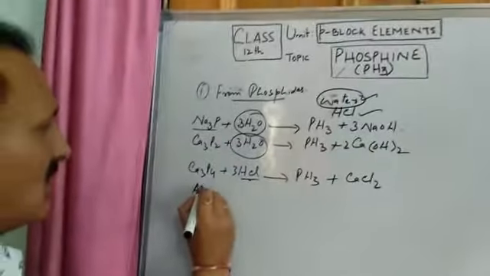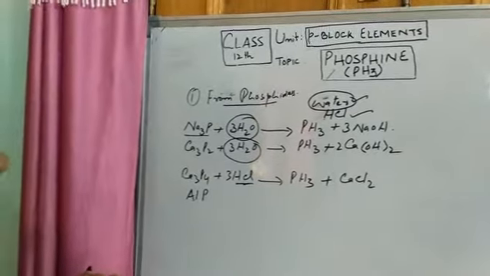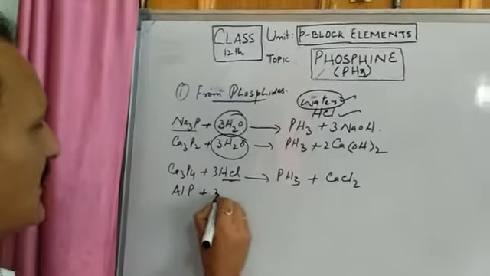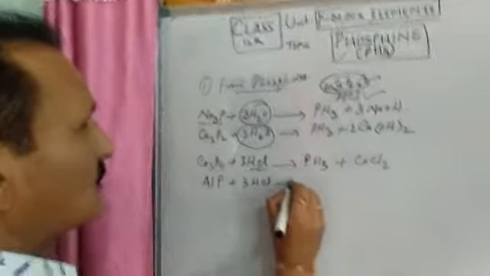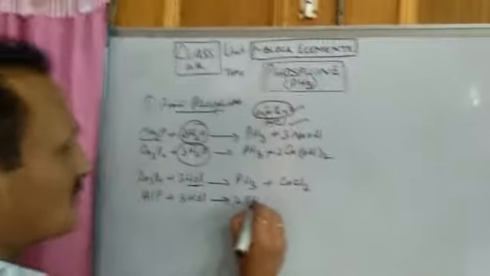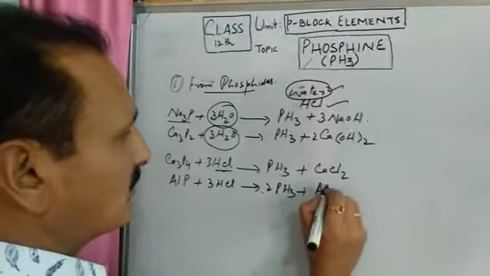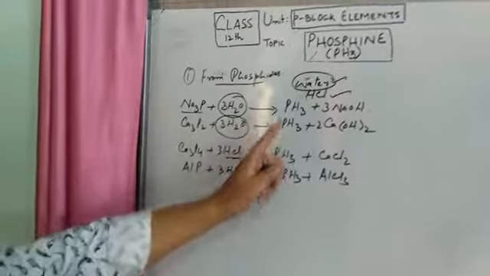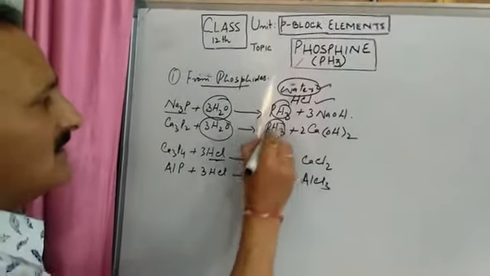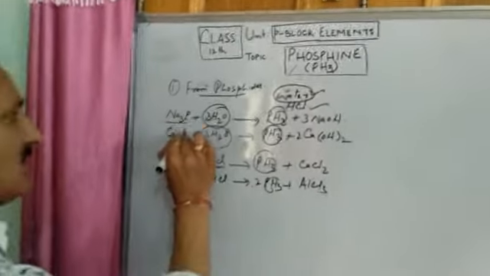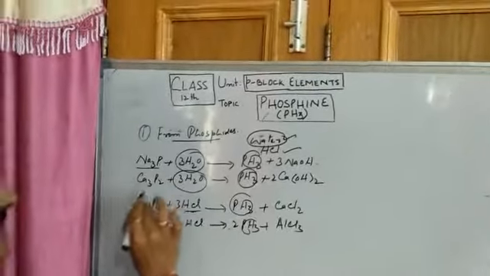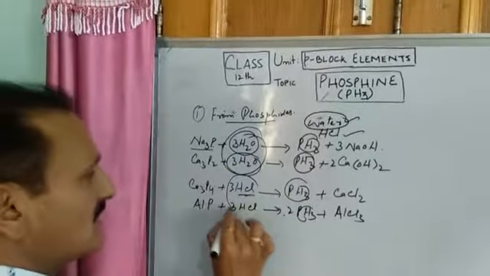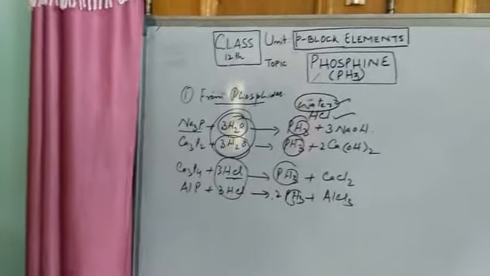Similarly, we can take aluminum phosphide and treat it with a mineral acid like hydrochloric acid. We again get phosphine plus aluminum chloride in place of calcium chloride. So we can get phosphine by treating phosphides, for example sodium phosphide, calcium phosphide and aluminum phosphide, with water or with a mineral acid. So this is one of the methods for the preparation of phosphine.